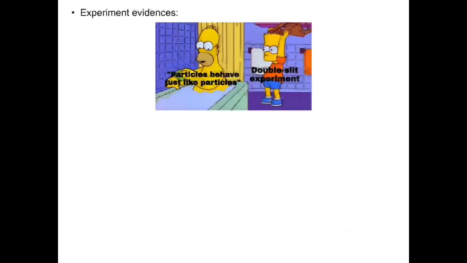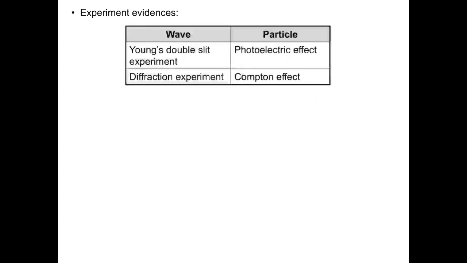There is experimental evidence to support this theory. Initially, we might consider that particles are supposed to behave just like particles, but due to experiments such as the double slit experiment, we can prove that light can behave as a wave as well. The experiments that support light behaving as a wave are Young's double slit experiment and the diffraction experiment. The experiments that show light behaving as particle are the photoelectric effect and the Compton effect.